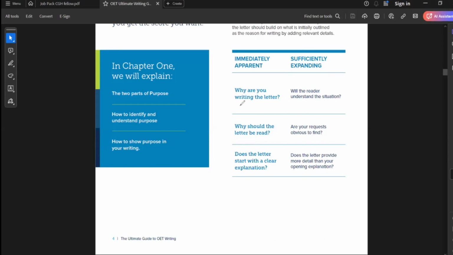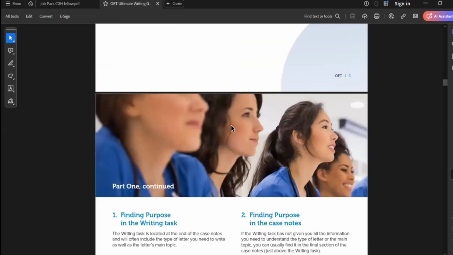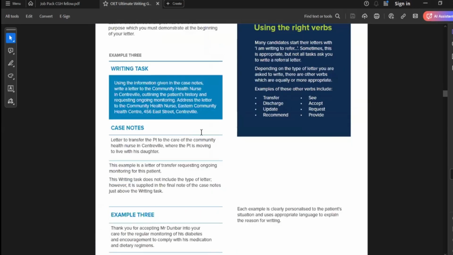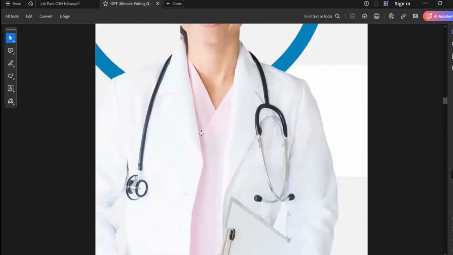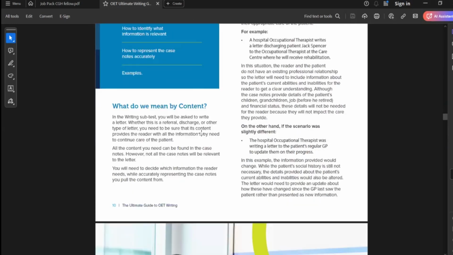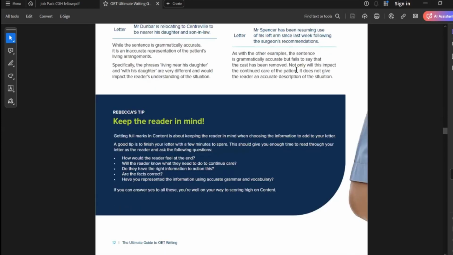Again, in chapter, why you're writing the letter. Why should the letter be read, and does the letter start with a clear explanation? It all means whether you have mentioned it in the first paragraph or not. There are some examples which we will not see at this time. You guys can read it on your own. I'm just trying to make you understand. Okay, these are the examples.